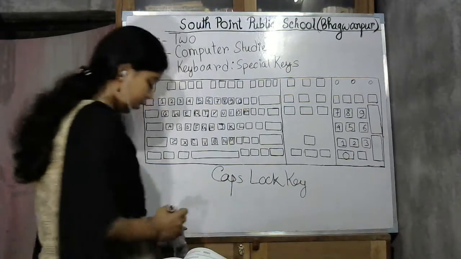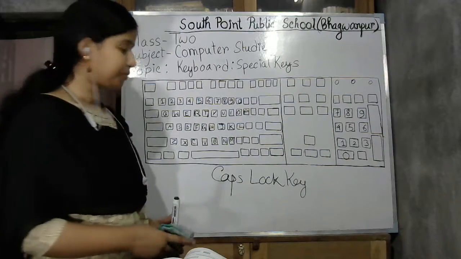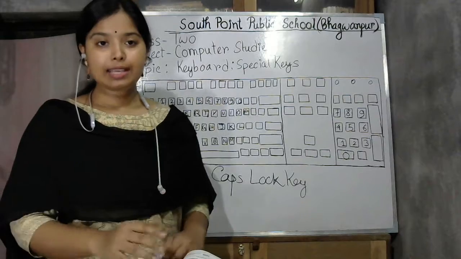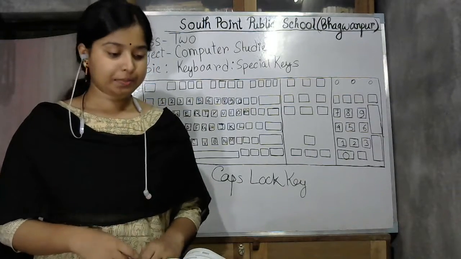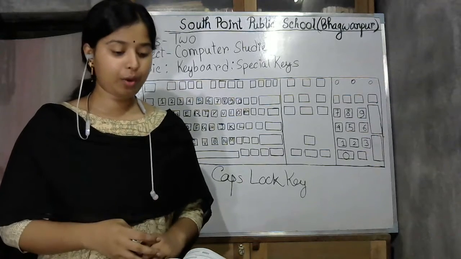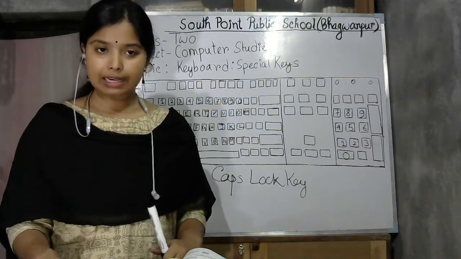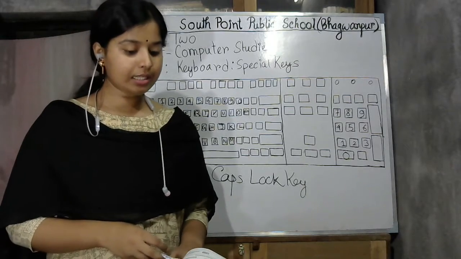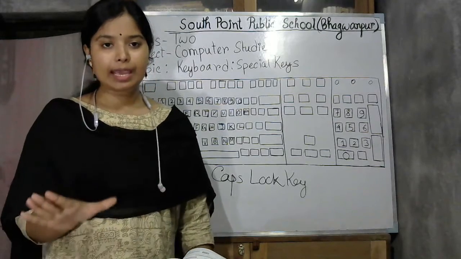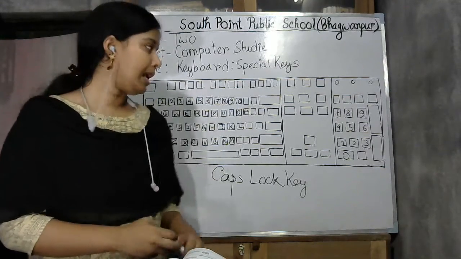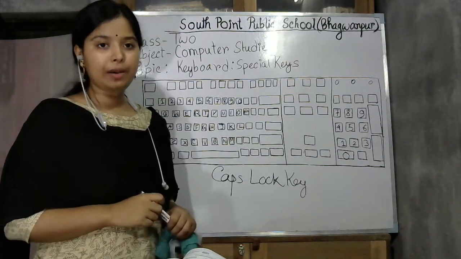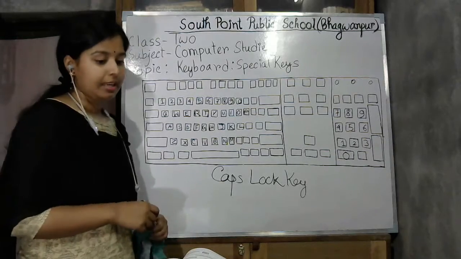It is one of the important keys among the keys. So what is the work of a caps lock key? Look, caps lock key is used to type capital letters only. Pressing the caps lock key once turns it on, and then we can type capital letters. Pressing it again turns it off and we can type small letters. So if you press these alphabet keys normally, you will type small letters. But if you want to type capital letters, you have to press the caps lock key.